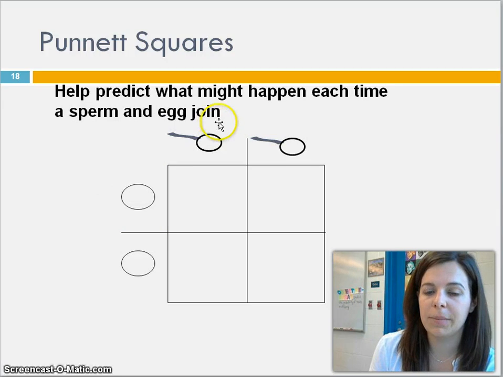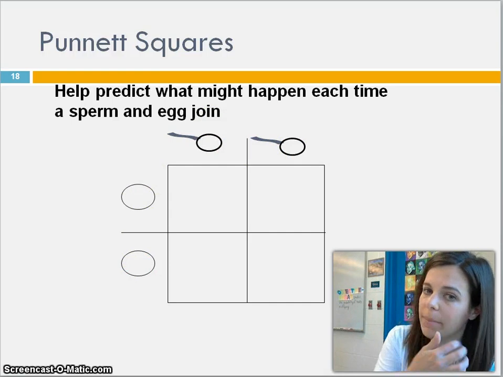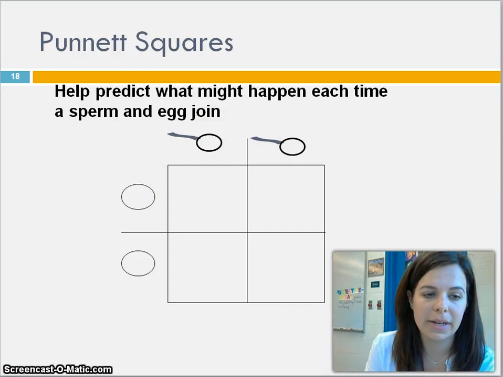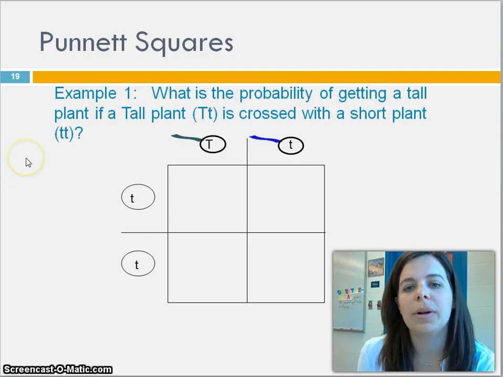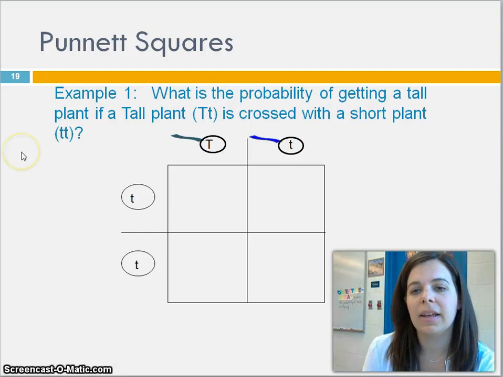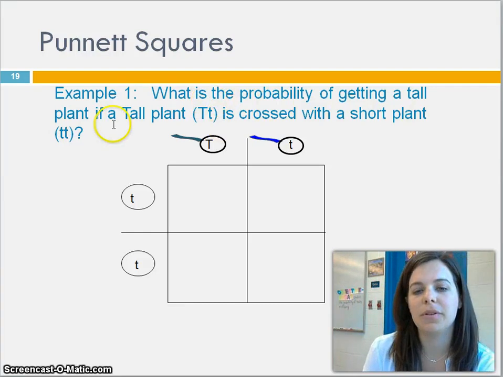So we have sperm, one allele in each, and egg, one allele in each. So we're helping to predict what might happen when those sperm and egg join together. What are the options for the children? So here's an example. What is the probability of getting a tall plant if a heterozygous tall plant is crossed with a short plant?